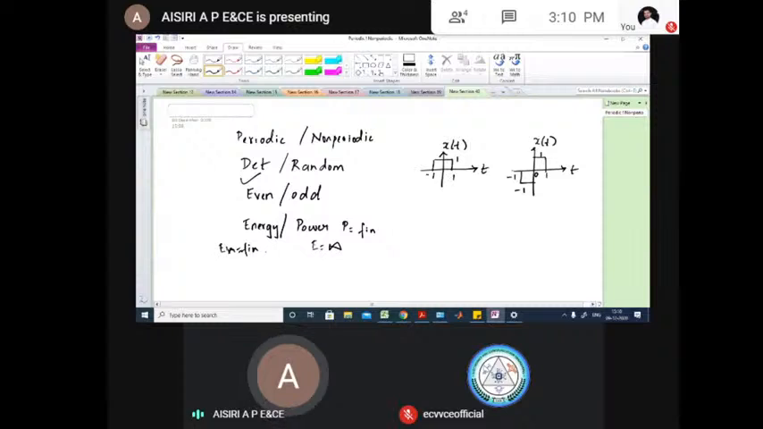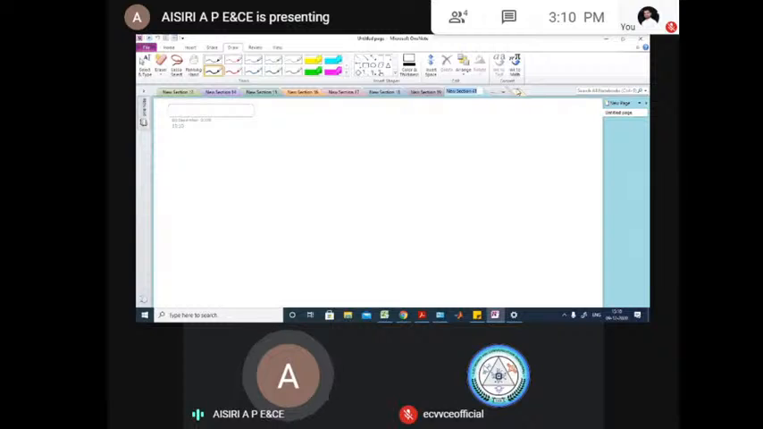Moving on to the next, it would be the operations on signals. Since there are dependent and independent variables, the operations on a dependent variable could be addition, multiplication, amplitude scaling, just the scaling factor, and then differentiation, provided it is a continuous time signal, and integration, provided it is a continuous time signal. So these could be the possible operations performed on the dependent variable of the signal.